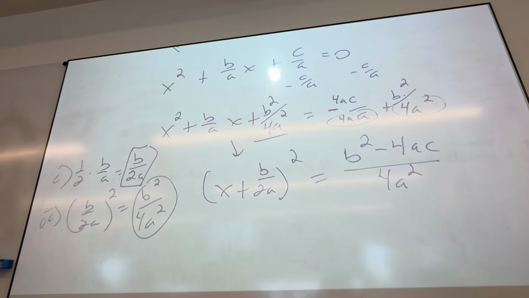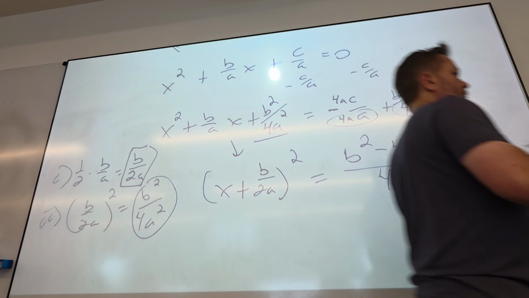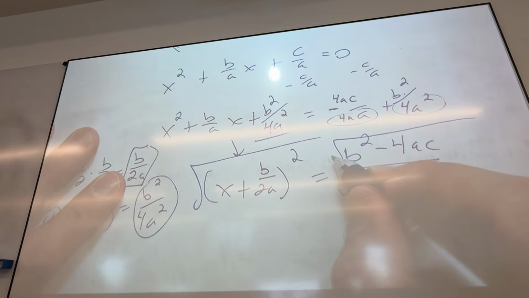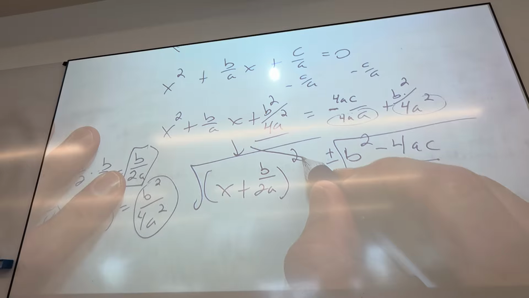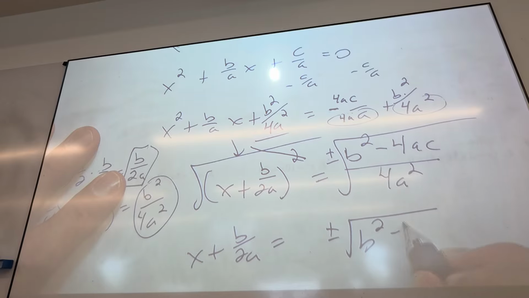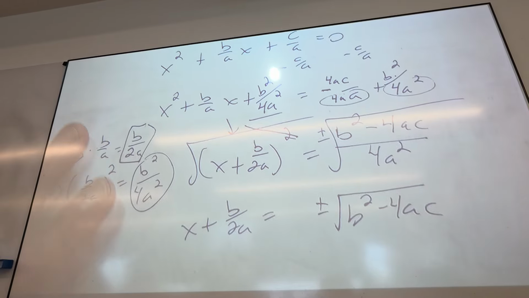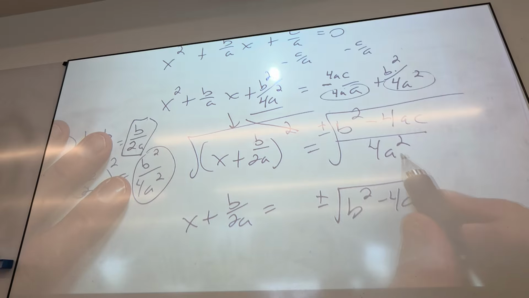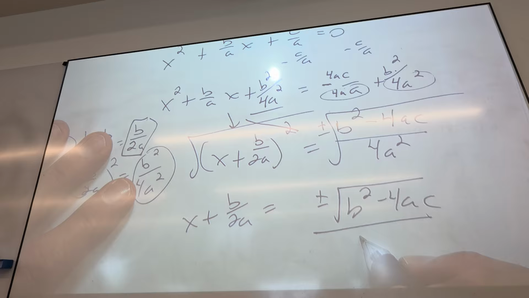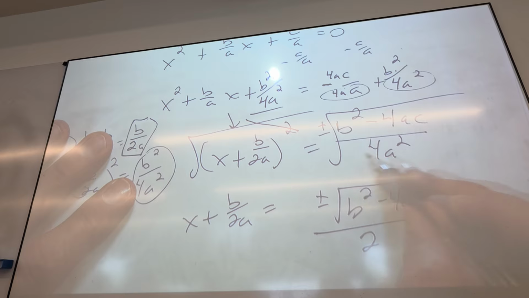All right, now what do I do to both sides? Square root. Since I'm square rooting, right here I have to put what? Plus or minus. These kill each other. So the square root of b squared minus 4ac, I have no idea. But what's the square root of 4a squared? What's the square root of 4? 2. And what's the square root of a squared?